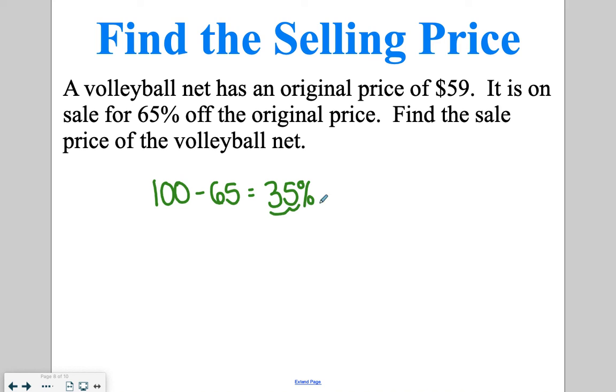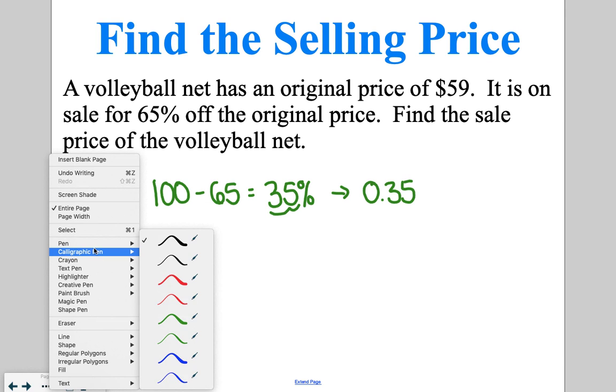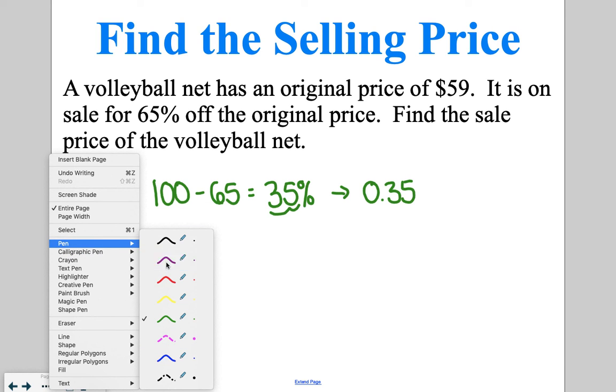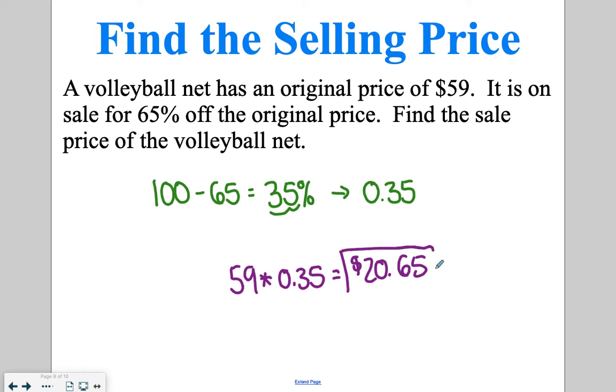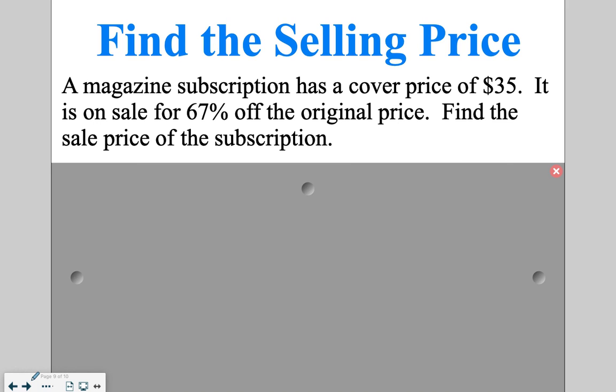Then we move our decimal over twice to convert it into the decimal form that we can use to solve the problem, which is 0.35. Then we're going to multiply that by our original price. So in this case, we have $59 times 0.35. And once we do that, we get our final selling price of $20.65. So the sale price means that you could buy it for $20.65. Go ahead and try this one on your own.